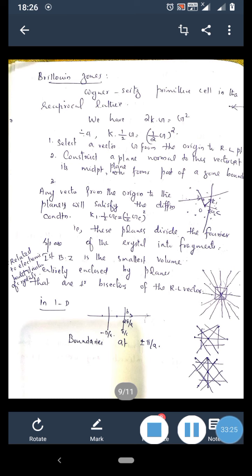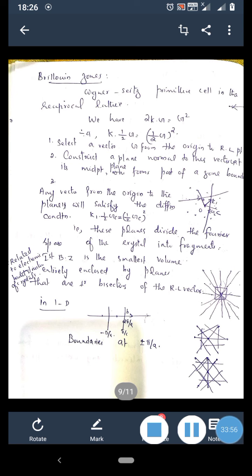In order to construct this Brillouin zone, select a vector g from the origin to a reciprocal lattice vector. Draw a vector from the origin to any reciprocal lattice point. Then construct a plane normal to this vector g at its midpoint. This plane forms part of a zone boundary.